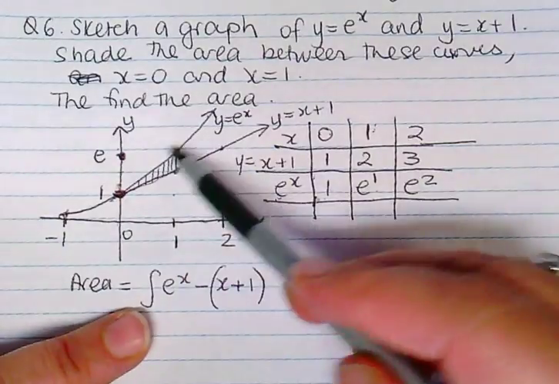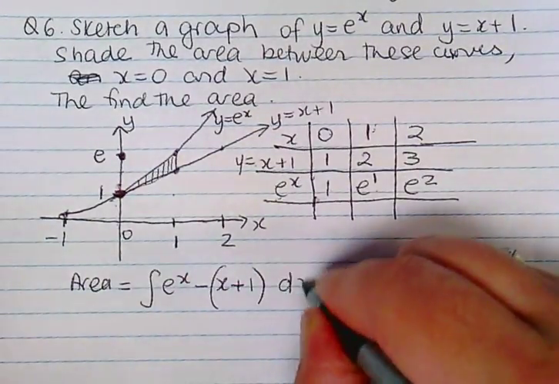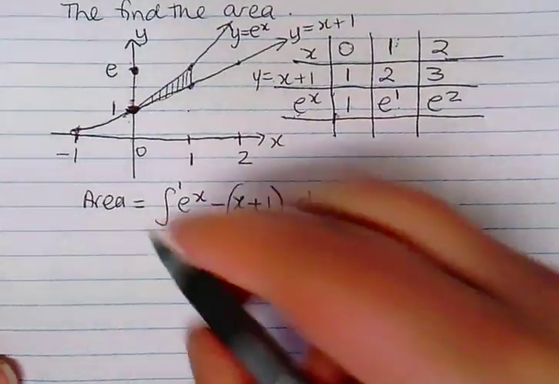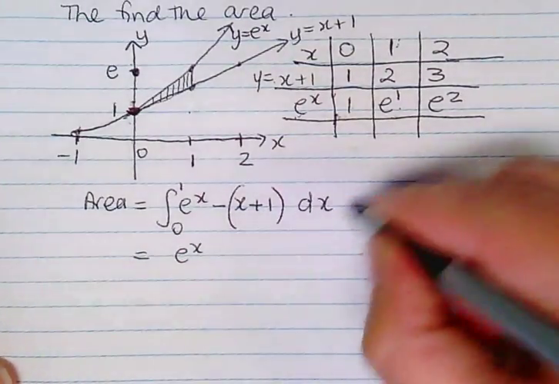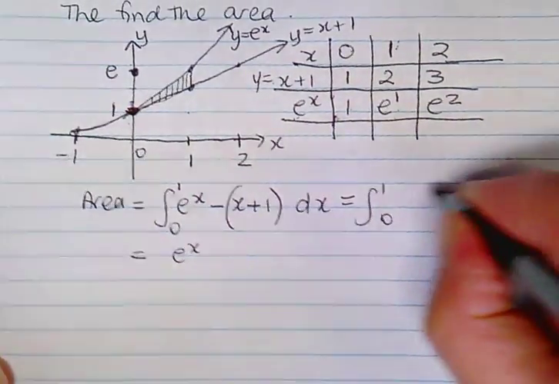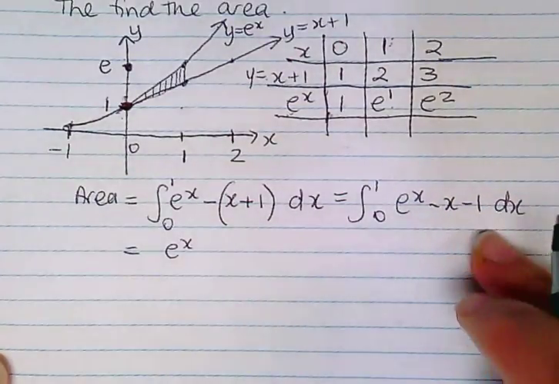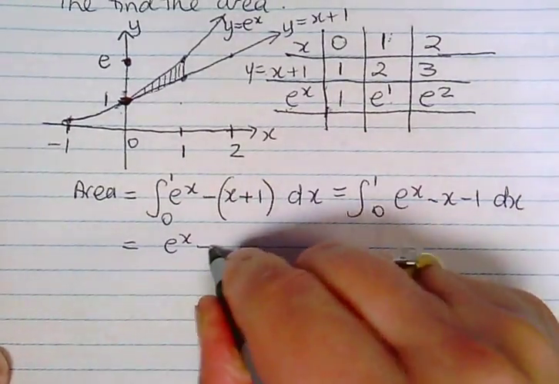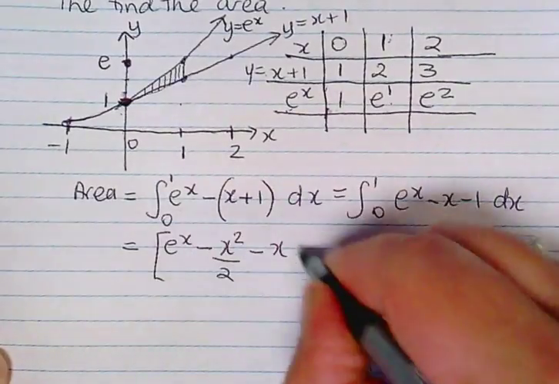So it'll be the integral of e to the x minus the x plus 1 dx. Remember, we're integrating between the values of 1 and 0. Actually, I might just write that out again. So it's the integral of e to the x minus x minus 1. Just make sure you put the -1, not +1. Integrating e to the x, we get e to the x. Integrating x, we get x squared on 2. And integrating -1, we've got -x.